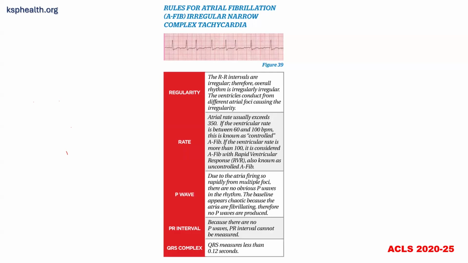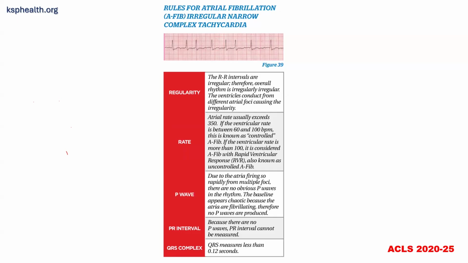The ventricles conduct from different atrial foci causing the irregularity. Atrial rate usually exceeds 350. If the ventricular rate is between 60 and 100 beats, this is known as controlled AFib. If the ventricular rate is more than 100, it is considered rapid ventricular response AFib, also known as uncontrolled AFib.